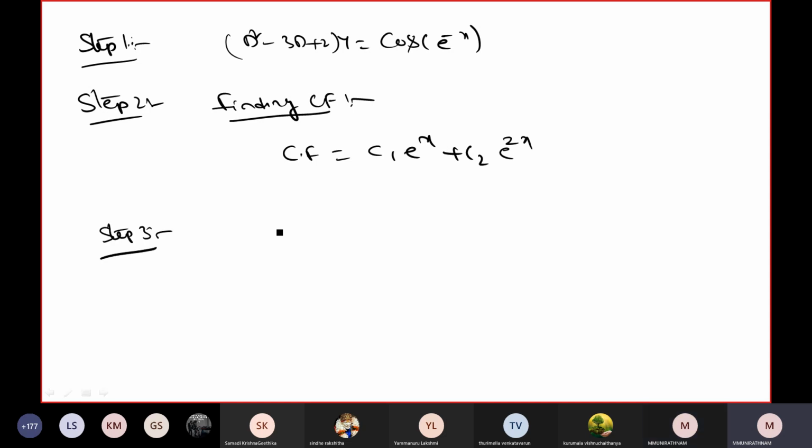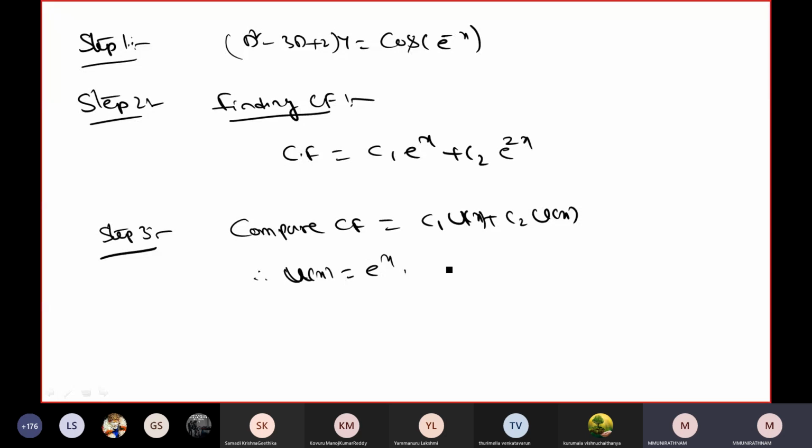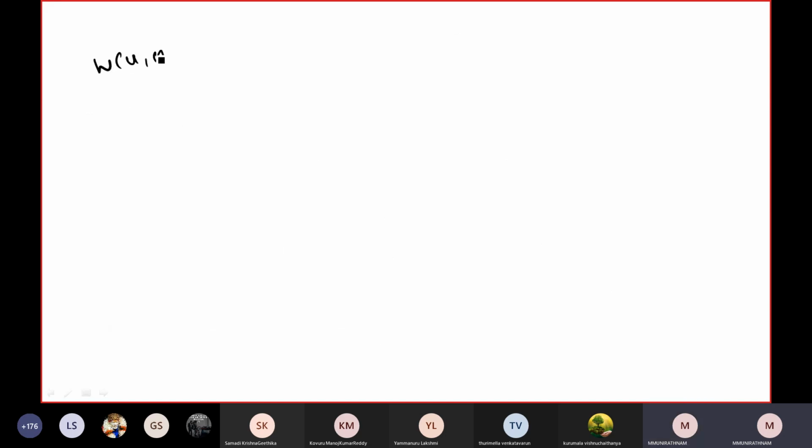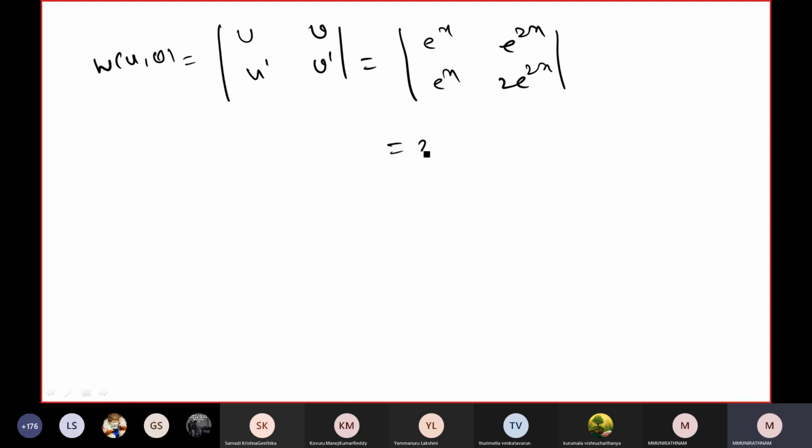So step 3, compare CF with C1 U of x plus C2 V of x. So therefore, what is U of x? e power x. What is V of x? e power 2x. Step 4, assume PI is a into u of x plus b into v of x. To find a and b, we need the Wronskian of u comma v. U, v, u dash, v dash: e power x, e power 2x, e power x, 2 e power 2x. Multiplying, e power x into 2 e power 2x.